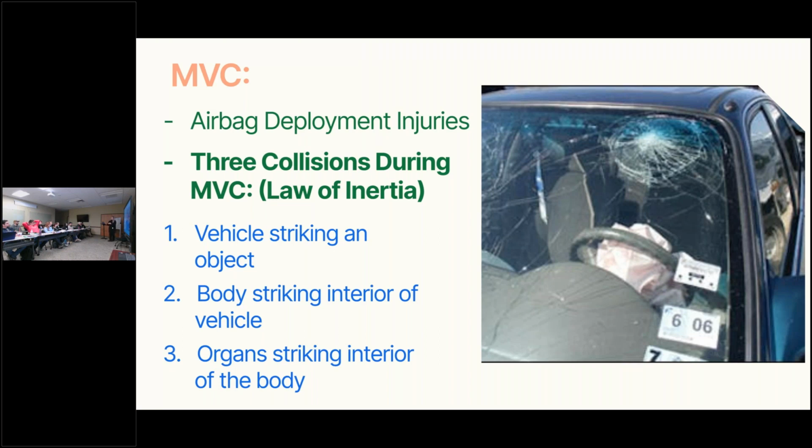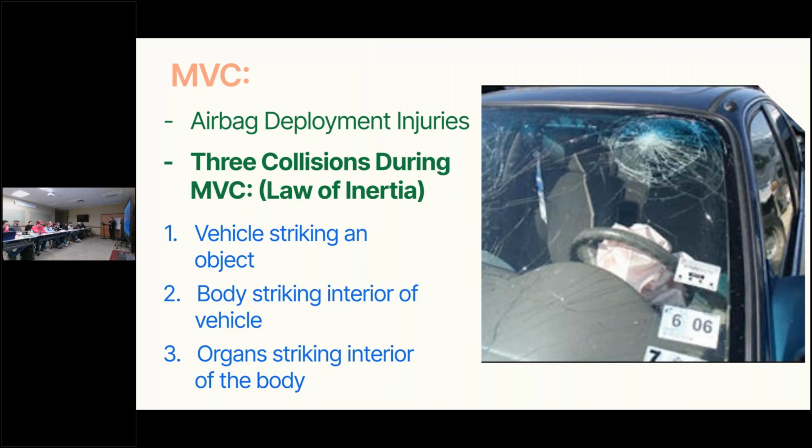And then number 3 collision would be our organs striking the interior of our body, right? So we hit the tree, our body goes forward, our body hits the inside of the vehicle, but those organs are still moving. So they continue going forward and hit the inside of our body as well. Those are the 3 collisions that happen in an MVC.